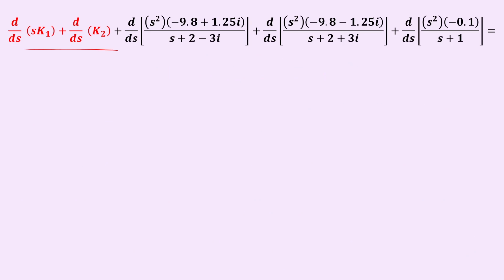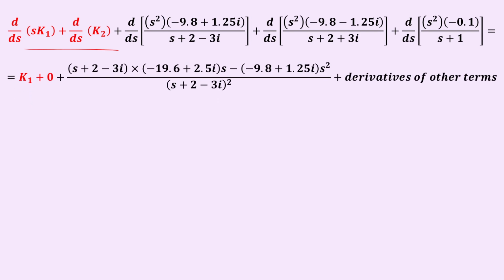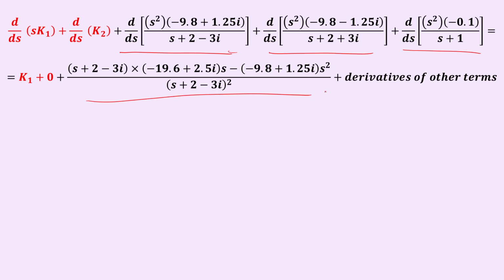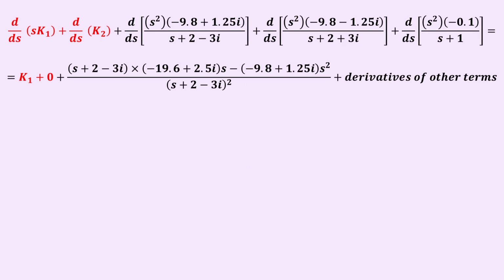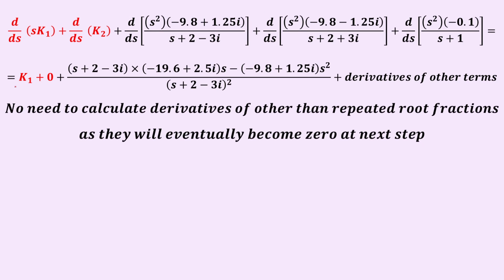Here the derivative of the repeated root term residue is very simple, which is K1 plus 0. Next are the derivatives of other residues, which will be taken using the quotient rule. For example, I have just taken one derivative here. The other derivatives will be the same using the quotient rule. As we have seen previously, only the required residue will remain, and all other residues become 0 when we evaluate this function at the repeated pole value. The same will be the case for evaluation of K1.